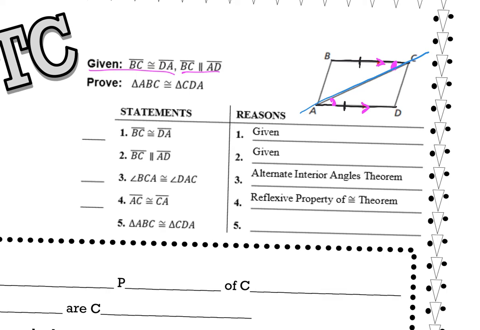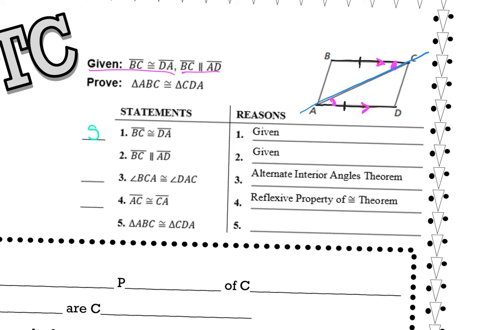So let's go back to the very first step, and you'll see that we have these lines labeled out to the side for you. And so BC is congruent to DA. So ask yourself, are BC and DA a side or an angle? And you should say, oh, that's a side. And so we are going to go ahead and put an S for side.